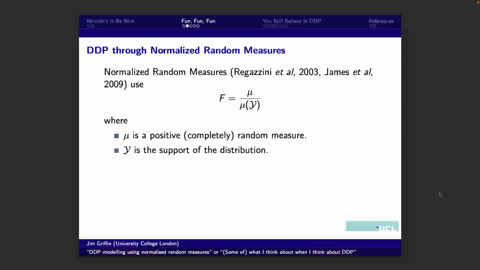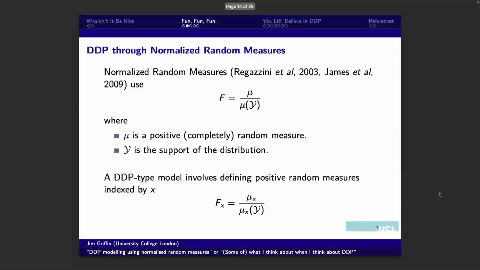Okay, so the attraction of that is that you're going to be able to work with this mu, and that has fewer conditions, right? So it's not a random probability measure, it's just a random measure. And so maybe that's a little bit easier. And then we normalize afterwards. So then you can think, well, what I'm going to do is get this positive random measure, and I'm going to allow it to depend on the covariate, right? And then I normalize for every possible value of the covariate.